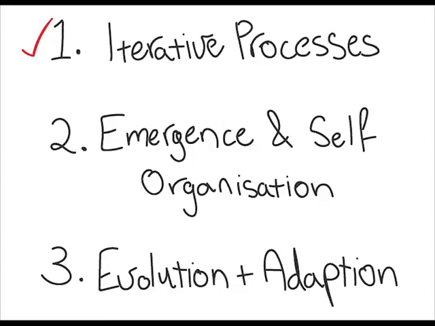This leads nicely into the second point on our list of features of a complex system. Number 2, emergence through interaction and spontaneous self-organization of the system.